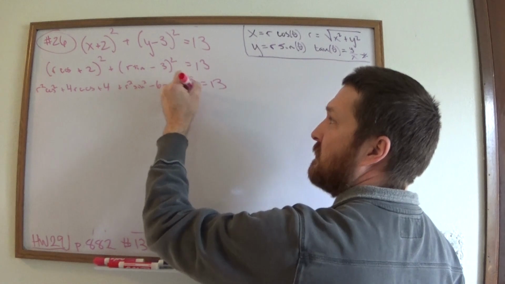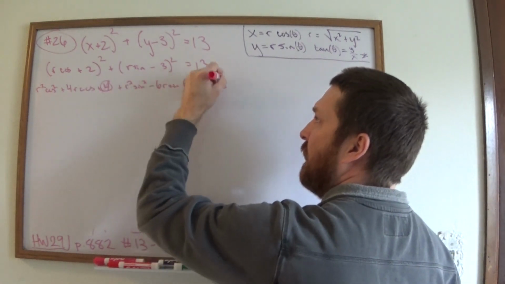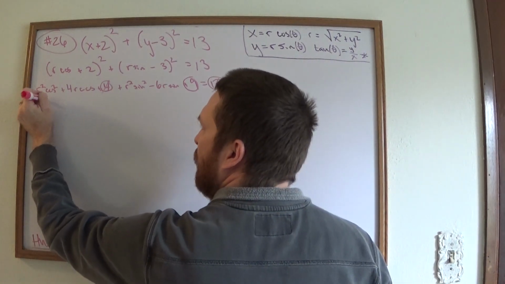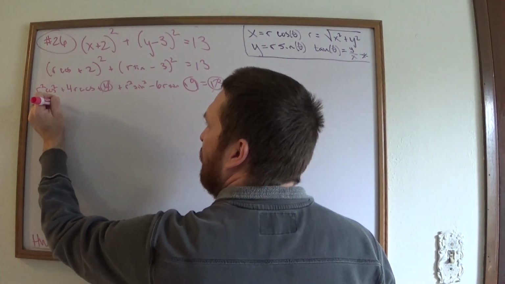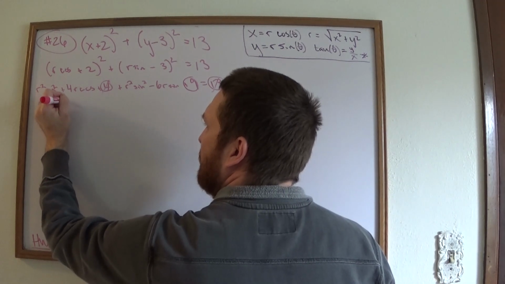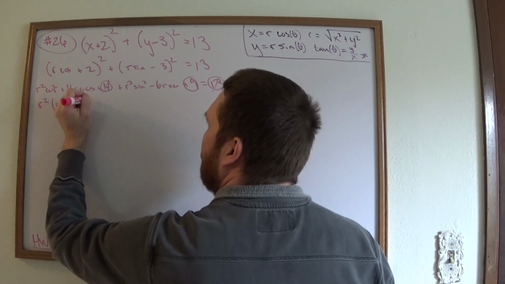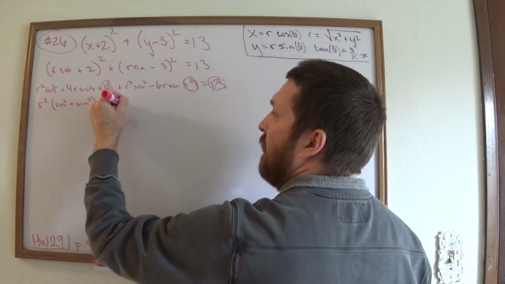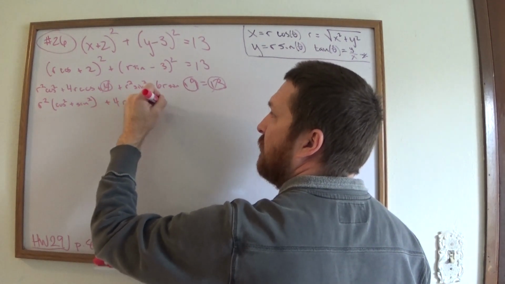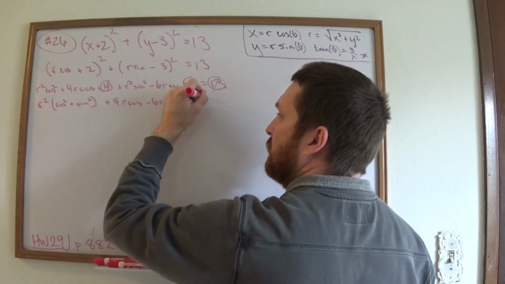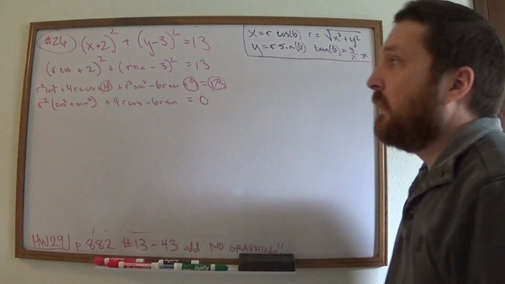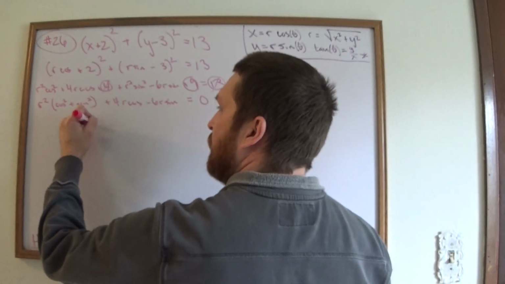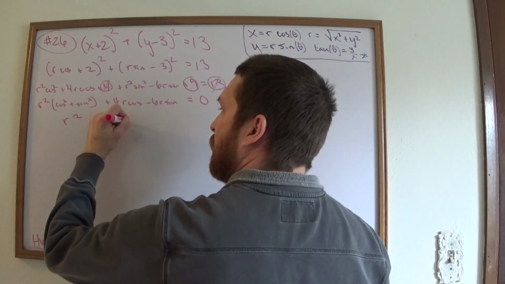Oh, we can cancel. So we could get rid of that. That's gone. And now one thing I'm going to do is go ahead and collect the squares. r squared cosine squared plus r squared sine squared is the same thing as r squared times (cosine squared plus sine squared), and that's just 1. So this is just r squared plus 4r cosine minus 6r sine equals 0.